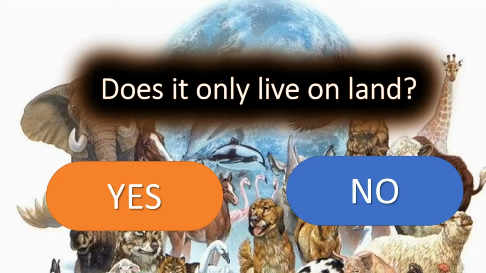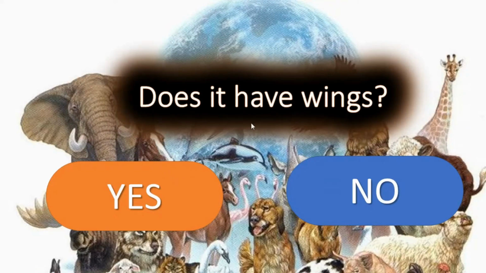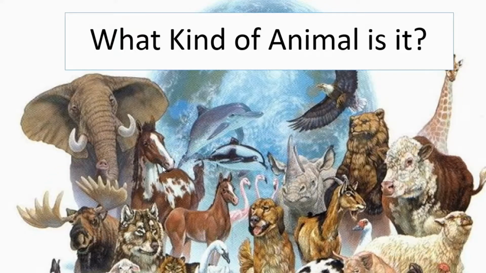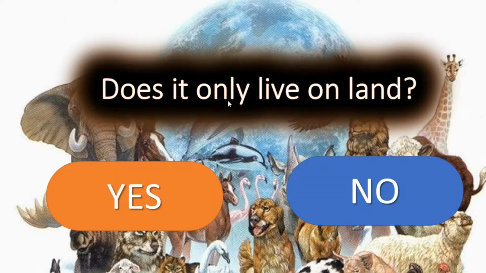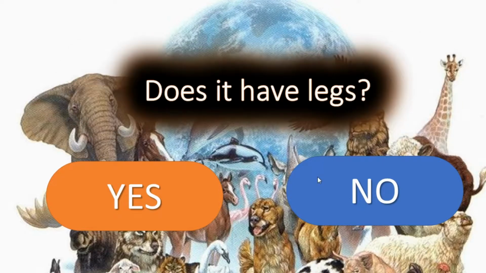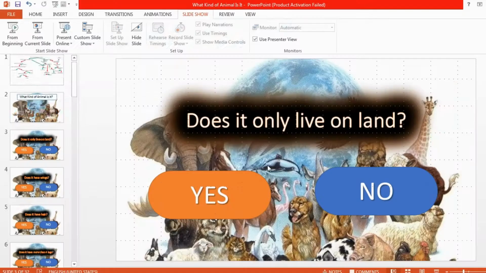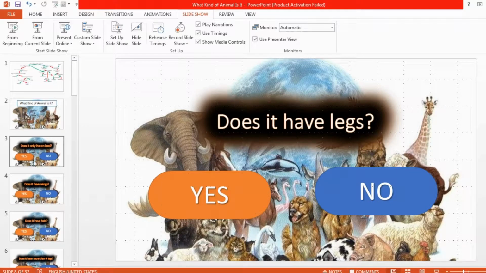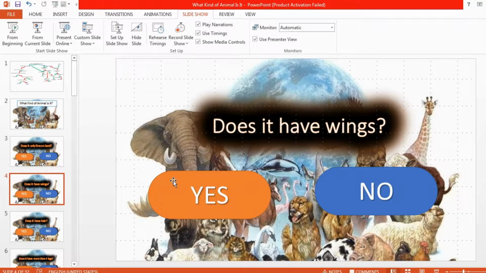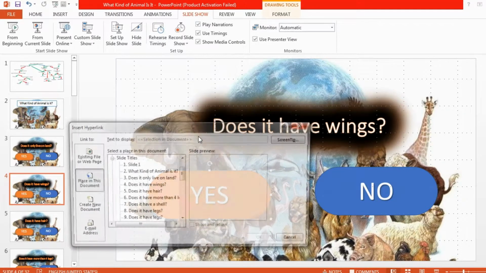Now, if we go into our presentation and we click on yes, it should take us to does it have wings? And there it goes. If we go back, does it only live on land? No. That should take us to does it have legs? There we go. So this will probably be the longest part of making it. Adding pictures also takes a while, but hyperlinking takes a little while.